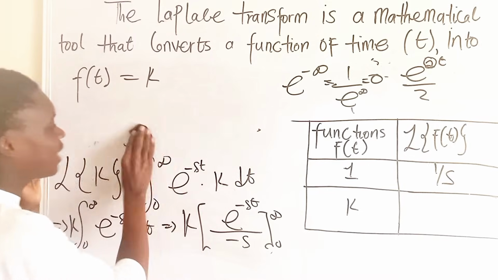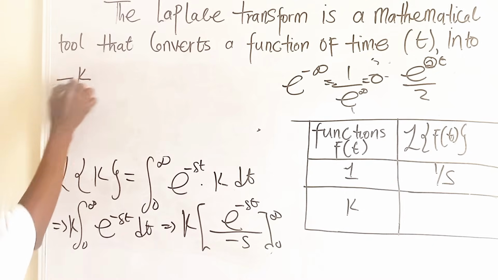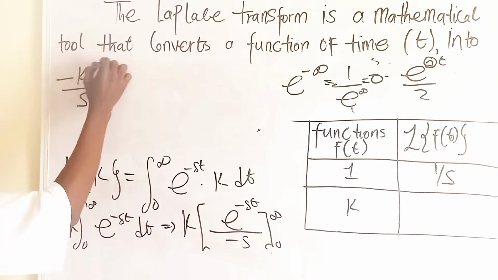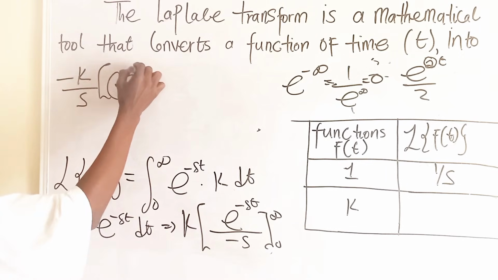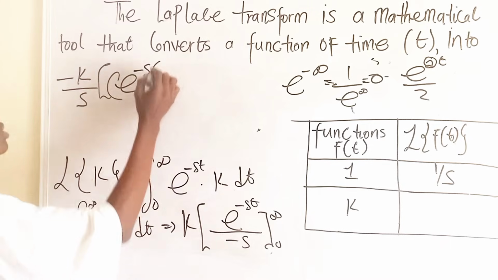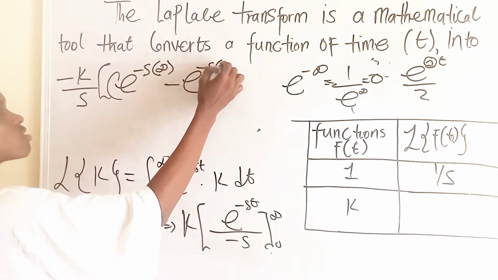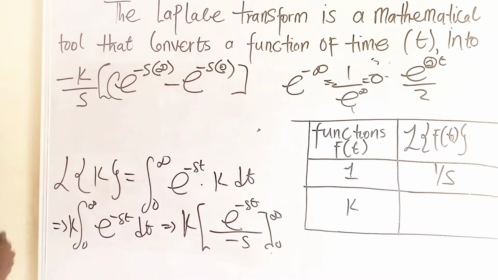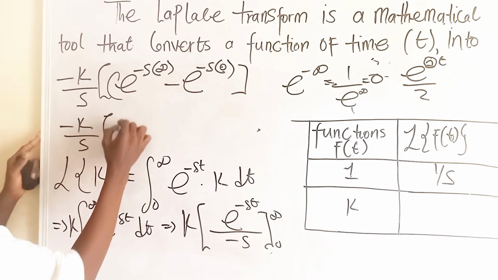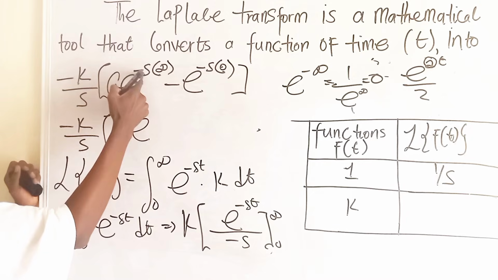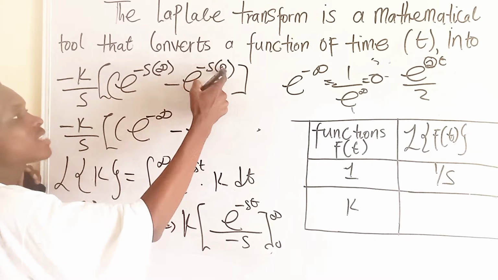Remember, a Laplace transform is an expression in s, so it always contains s. So this is negative k all over s. We are bringing out this one. So we are going to subtract the lower boundary from the upper boundary. So this is exponential negative s, wherever we see t, we put infinity, minus exponential negative s, wherever we see t, we put 0. All right. So to solve this, we know that this is negative k all over s into bracket exponential negative s multiplied by infinity gives us negative infinity, minus exponential negative s times 0 gives us 0.